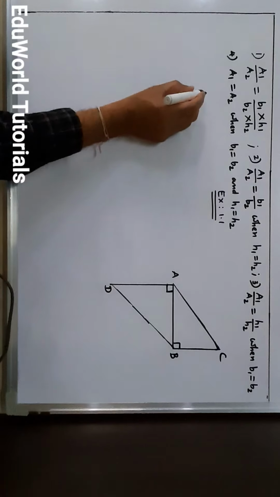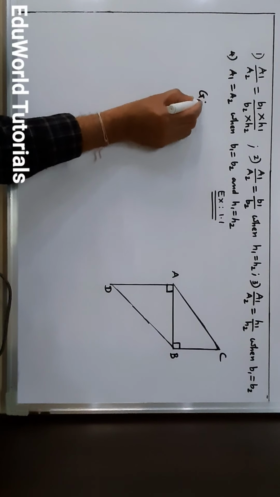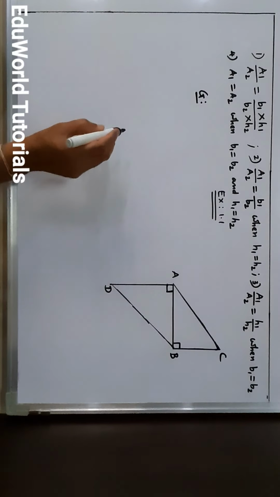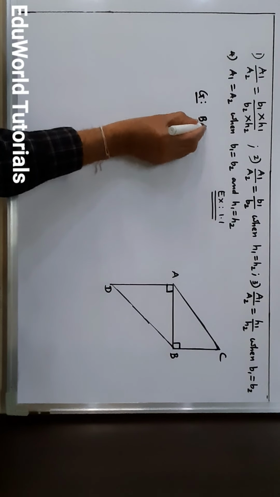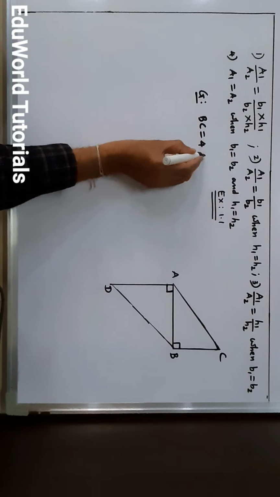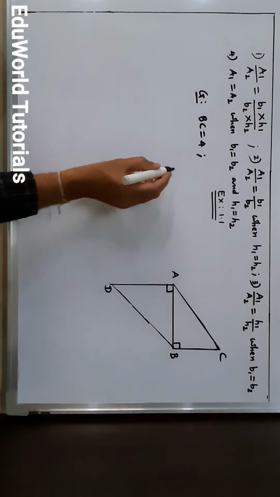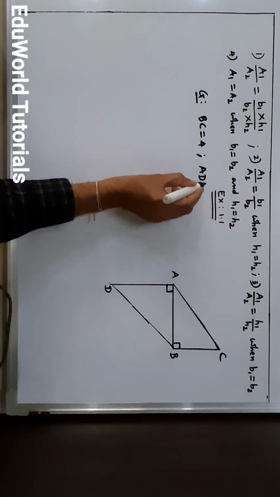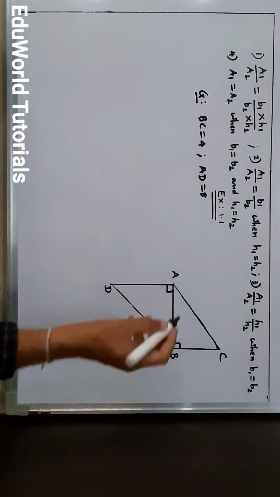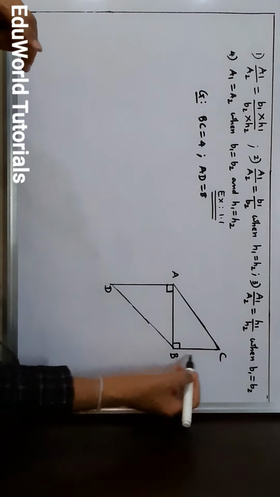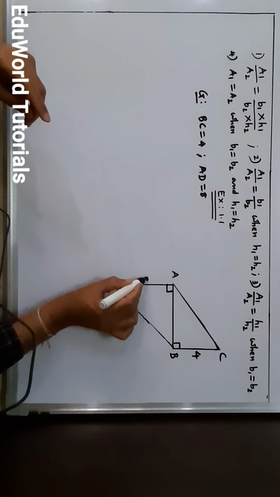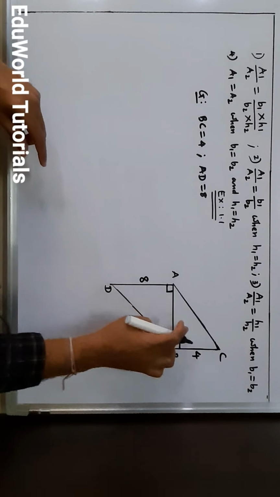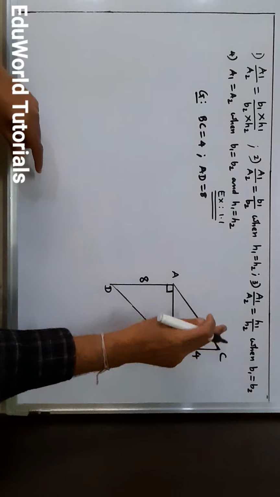What is given to us? I am not writing the entire given, I am writing only for short. We are given BC equal to 4, and we are also given AD is equal to 8. If I mark this in the figure, BC is this side which is 4 and AD is this side which is 8. So students, just try to think.